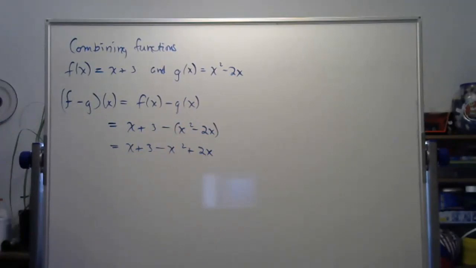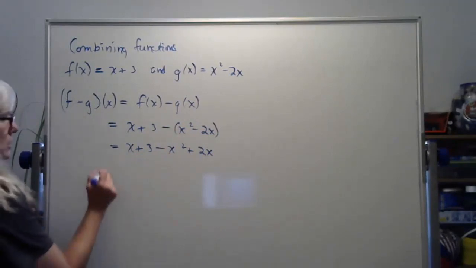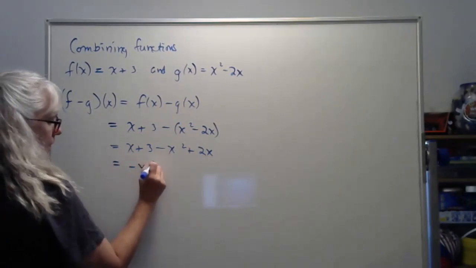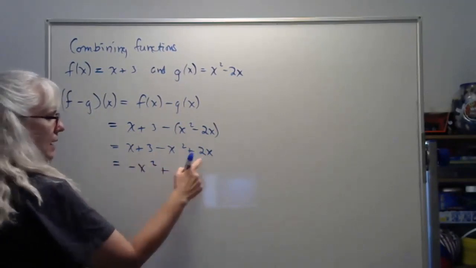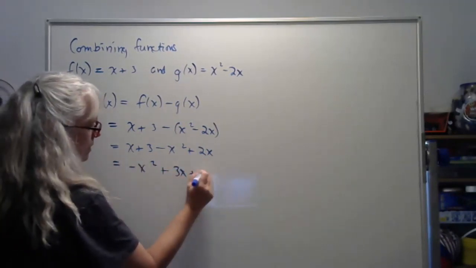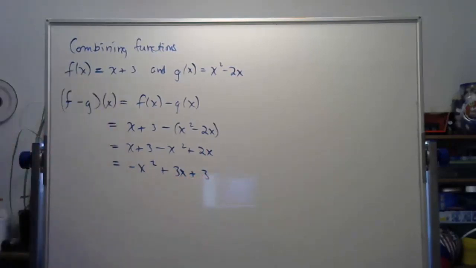Be careful. Then we'll collect like terms. So we have a negative x squared. This time when I add the x's, I'll get a 3x plus 3. So when I subtract the two functions, I get something vastly different. I get a negative x squared, a positive 3x, and a plus 3.